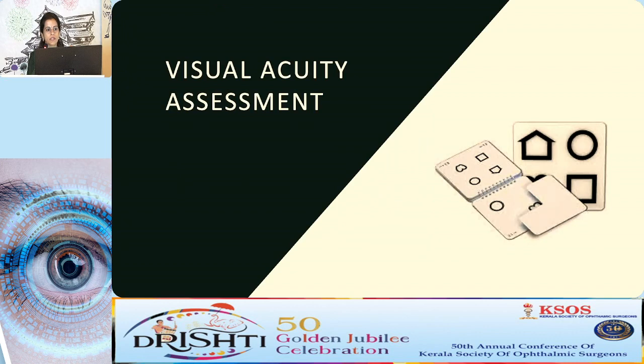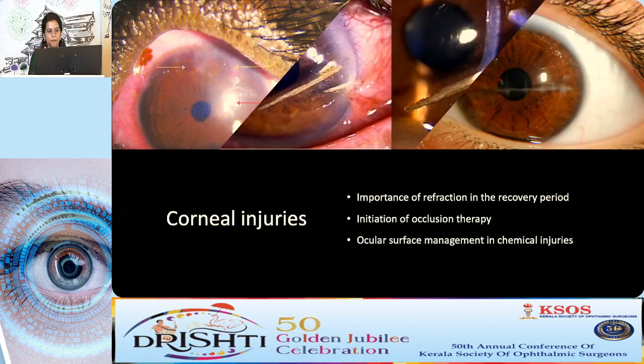Visual acuity assessment, we need to do some form of visual acuity assessment in the pediatric age group, either a simple fixation following or a Cambridge vision or a Lea symbol. Most of the LCD screens that come with visual acuity have the Lea symbol. So in possible cases, we need to record visual acuity. It gives a lot of information.